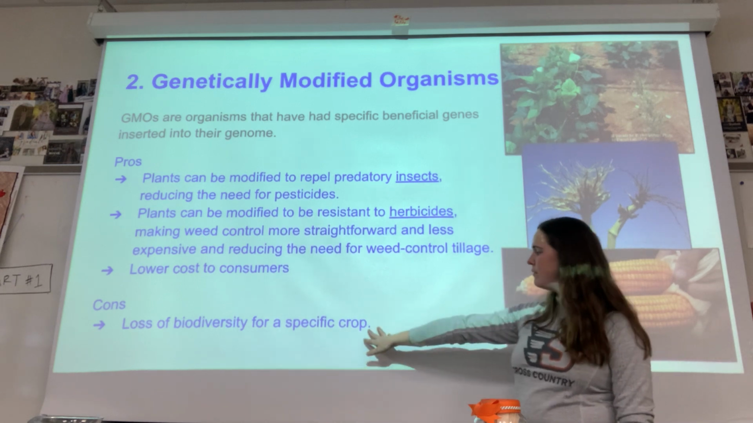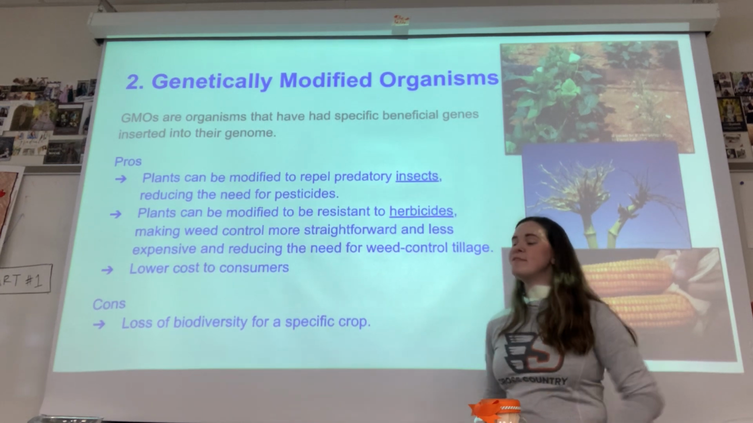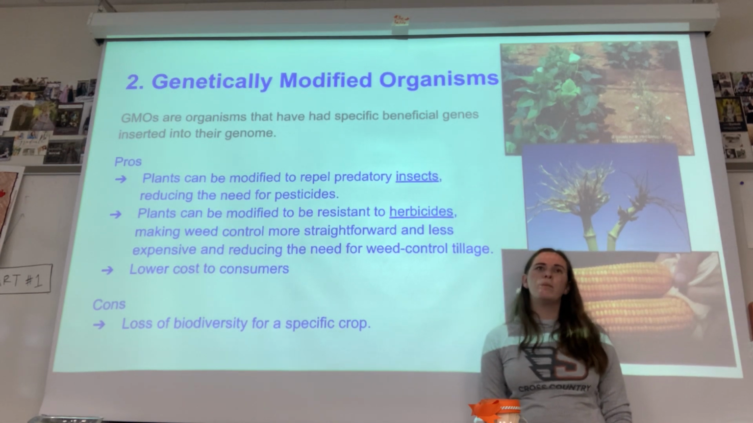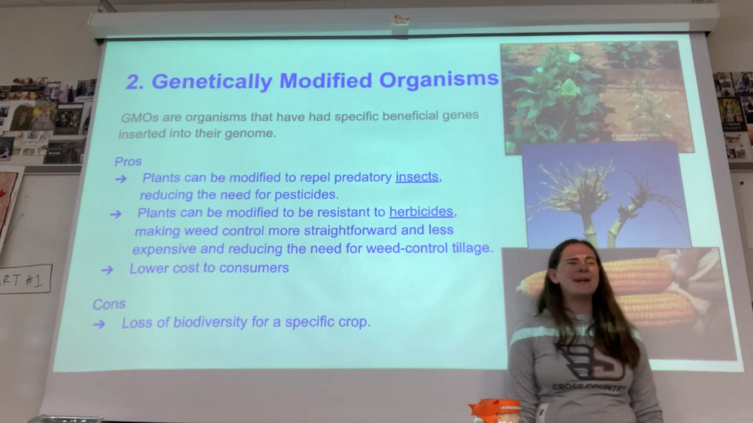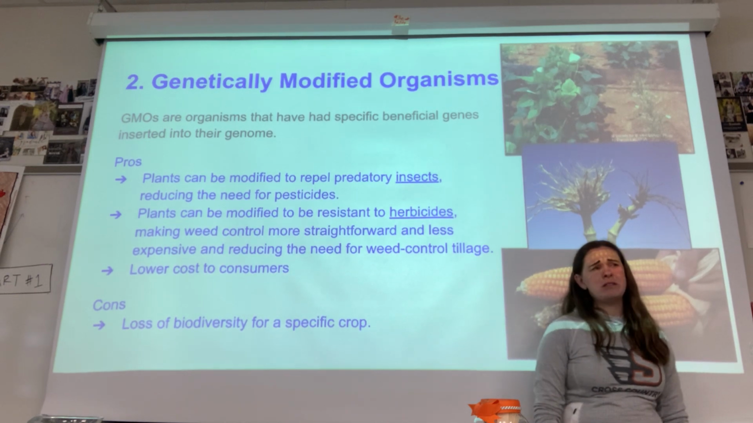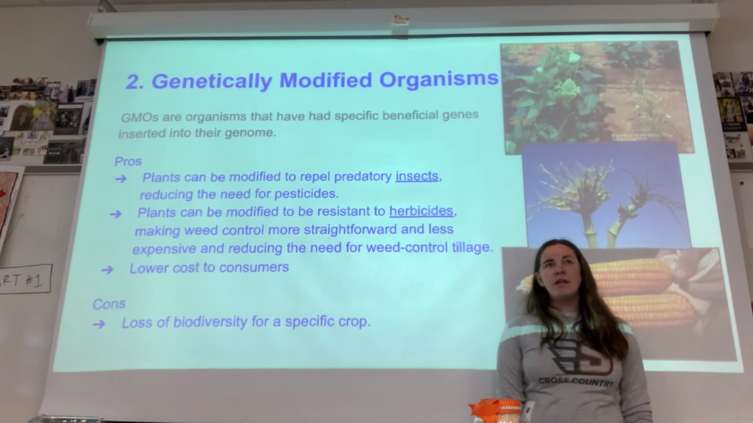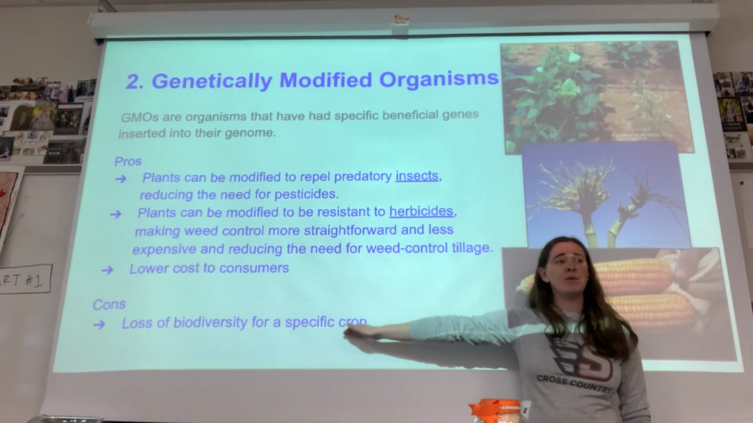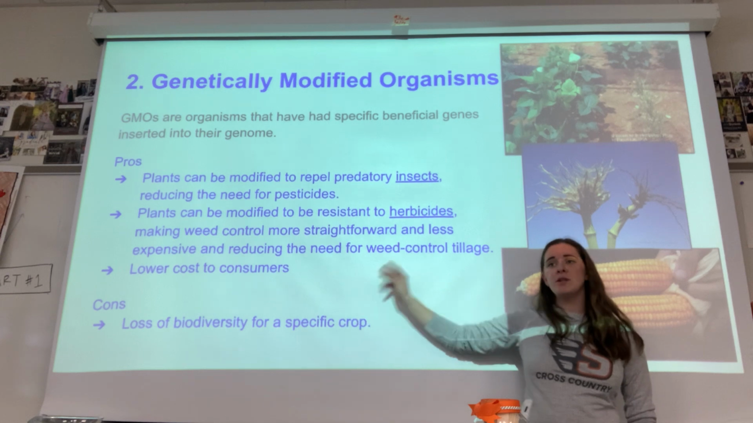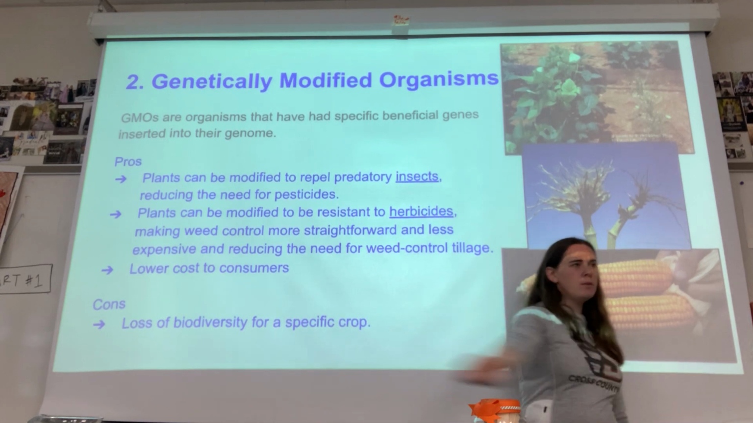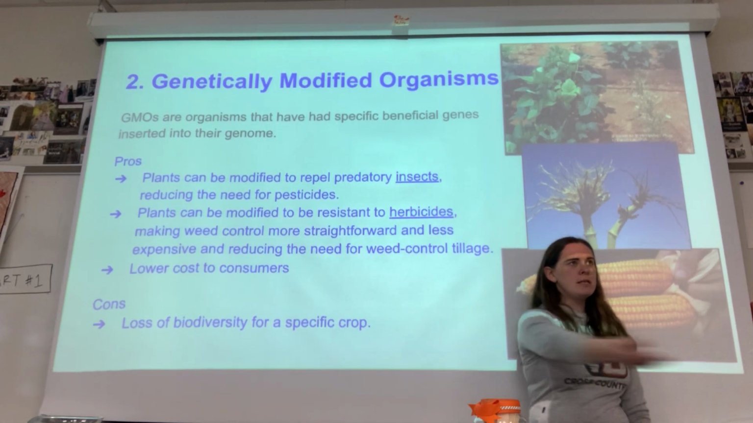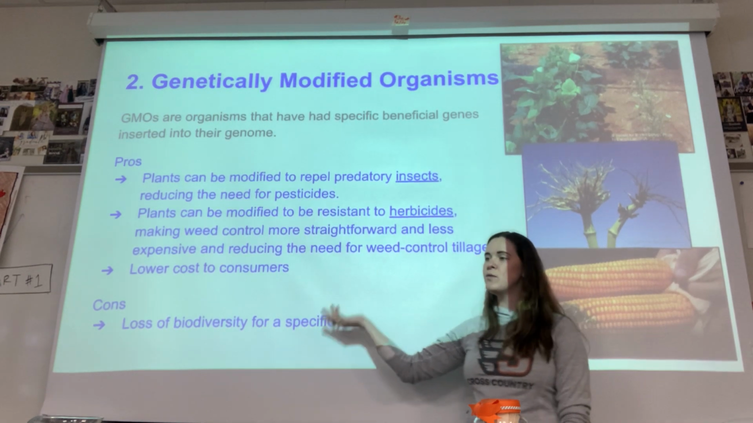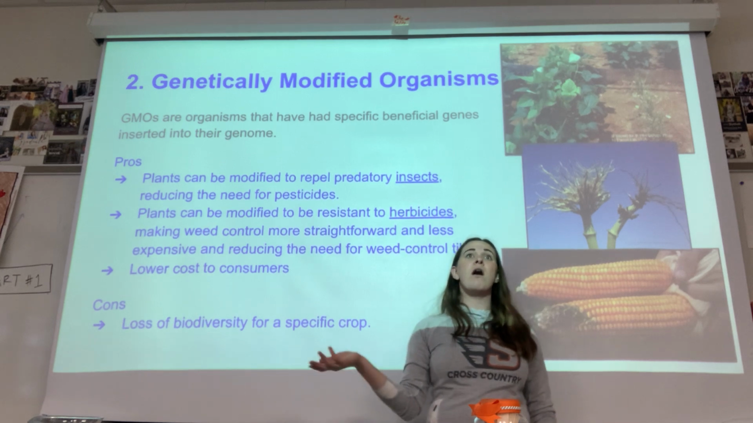And then the big con for this one is loss of biodiversity. If everybody is growing the same type of crop, the same exact genetic crop, we're not going to have any biodiversity in the crops we're eating. You might be saying that's not a big deal, but if a pest or a disease that is specific to that crop comes through, it's going to wipe out all of those crops. And what do we learn about biodiversity? Is more biodiversity or less biodiversity better for an environment? More, right? The more biodiverse an environment is, the healthier it is, which is awesome.